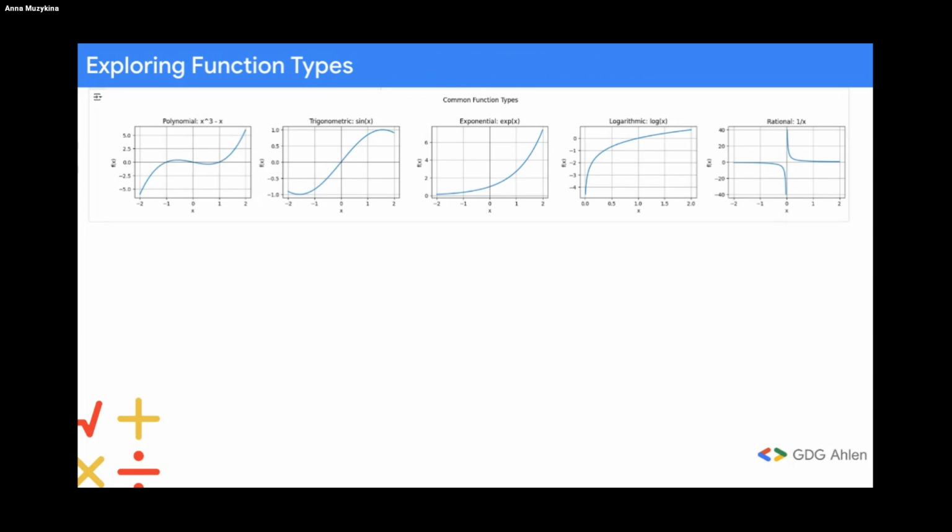Exponential functions like numpy.exp of x showing rapid growth. Logarithmic functions like numpy.log of x, typically the natural log, as I mentioned before in numpy, showing slow growth, defined only for positive x. And rational functions like 1 divided by x, often showing asymptotes. Plotting this helps build intuition about their behavior.